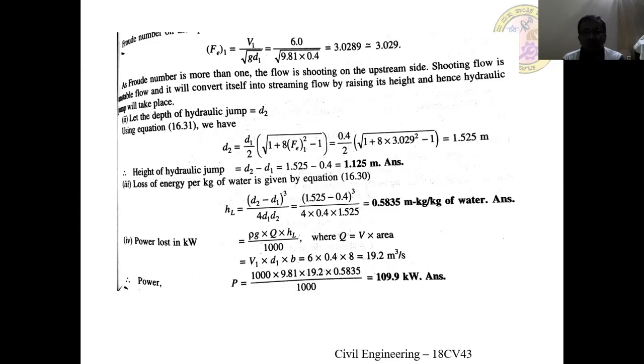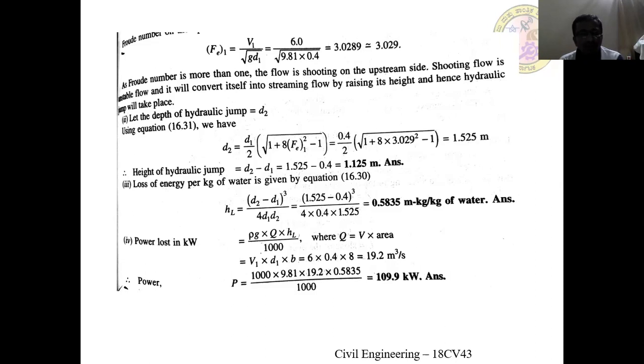Once again, we know the relationship between D1, D2 as well as the Froude number. It's already derived: D2 equals D1 by 2 into square root of 1 plus 8 F1 square minus 1. So we know D1, we know F1, substitute and get the value of D2. We get D2 is 1.525 meter.